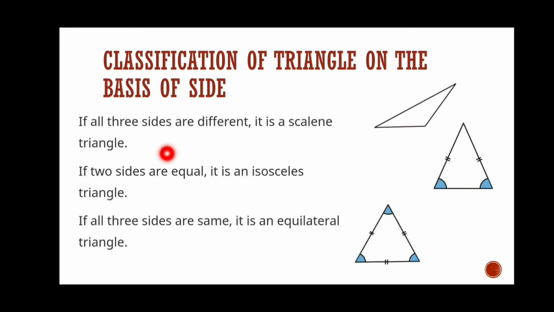A scalene triangle is a triangle in which all the three sides are different. It means no sides are equal. An isosceles triangle is a triangle in which two sides are equal. These two sides are equal. Then an equilateral triangle is a triangle in which all the three sides are equal.